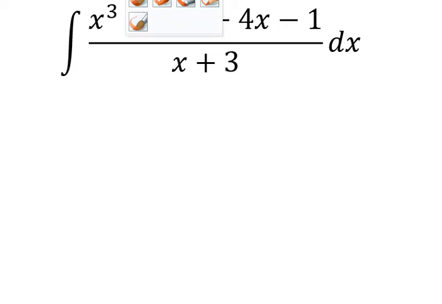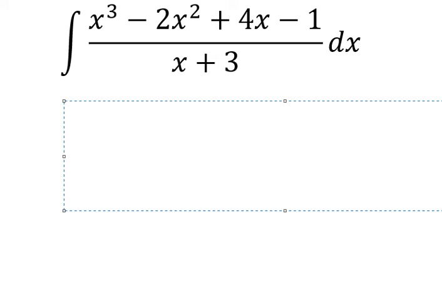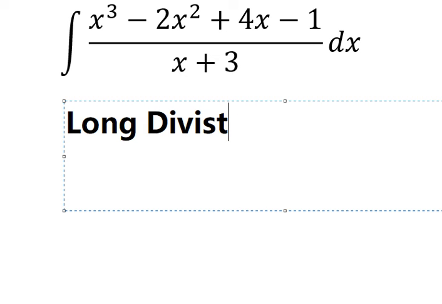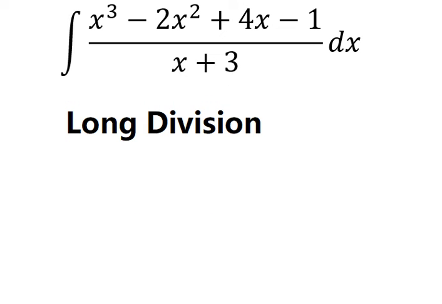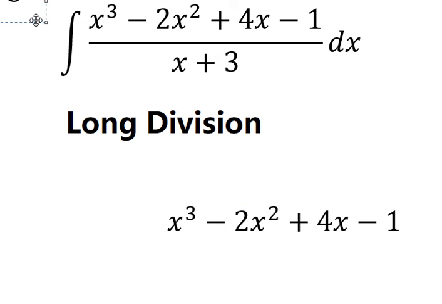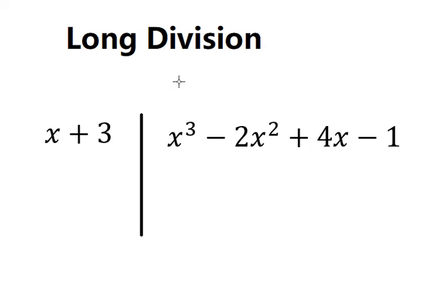In this situation, the highest power is s to the power of 3. This one is s, which represents the power number 1. Because number 3 is bigger than number 1 in here, we can use long division. So that means I will put this one go in here and this one go in here. We need to create the long division in here.